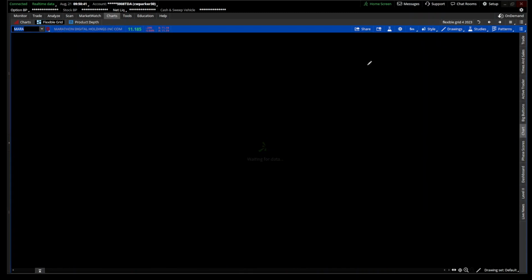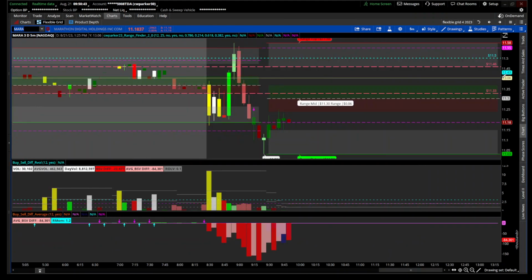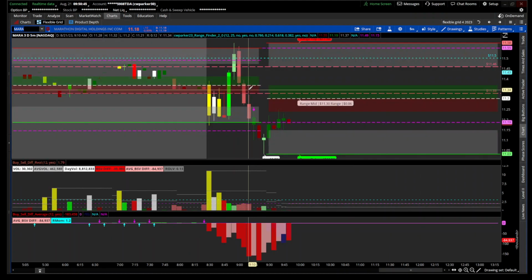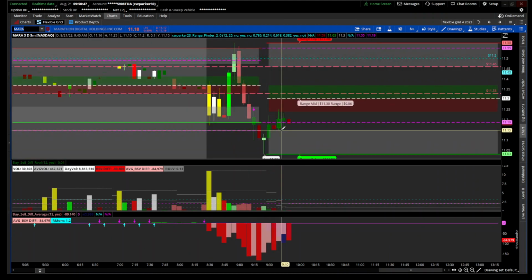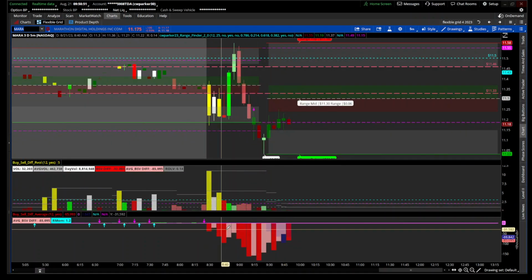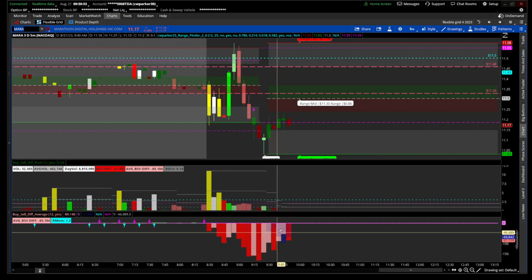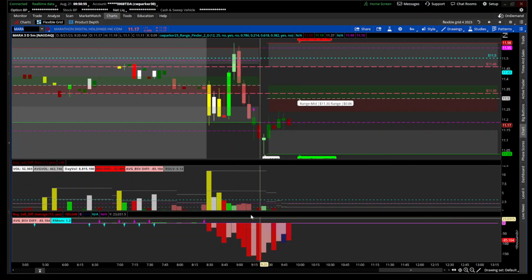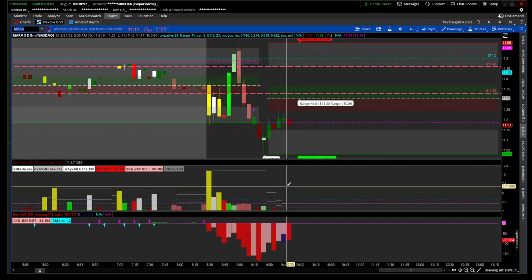MARA is one of the Bitcoin stocks. It's doing the same thing, but you can risk off of here to one of these different areas. But on average, it's been more selling than buying. So you might not want to risk that one. Let's see if we can find something that's up.